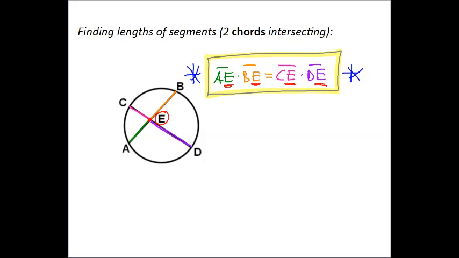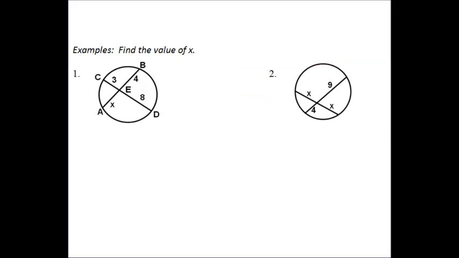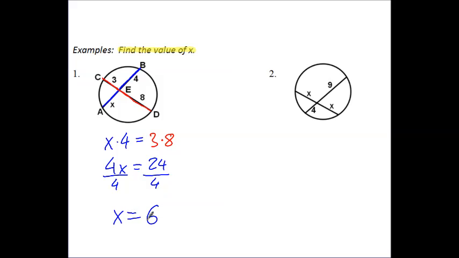Let's go and practice this with some examples. Find the value of x. In example 1, we have segment AE, which is x, times segment BE, which is 4, and that's equal to segment CE, which is 3, times segment DE, and that's 8. So 4x is equal to 24. Divide both sides by 4, and x is equal to 6.